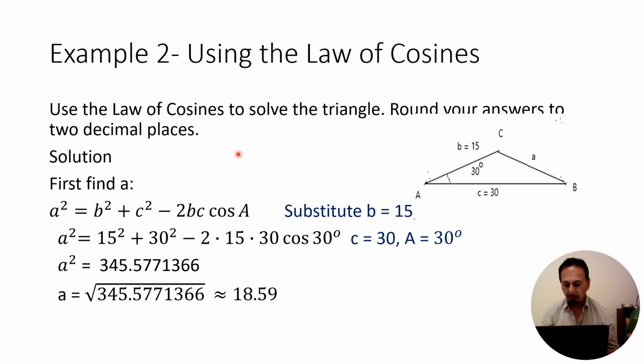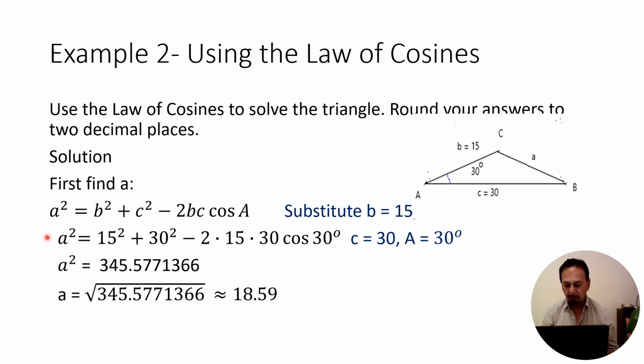So here is example 2 using the law of cosines. Use the law of cosines to solve the triangle. Round your answer to two decimal places. So in this triangle, we are given c equal to 30, b is 12, and angle A is 30 degrees, and so that means we have to find the angle C, angle B, and side a. But to find side a, we have been given everything. So let's first find side a.